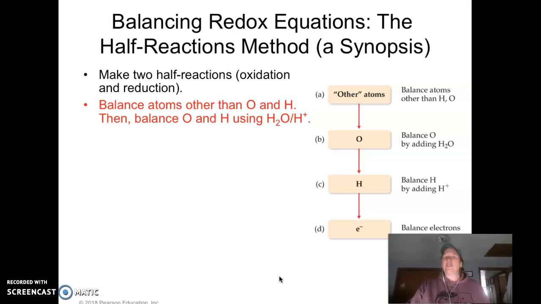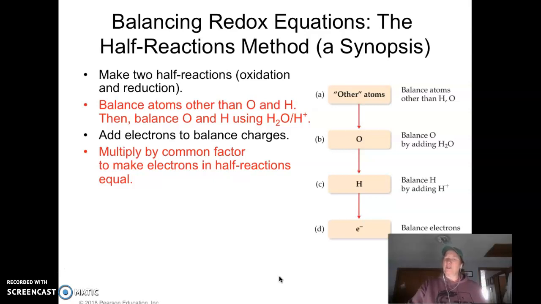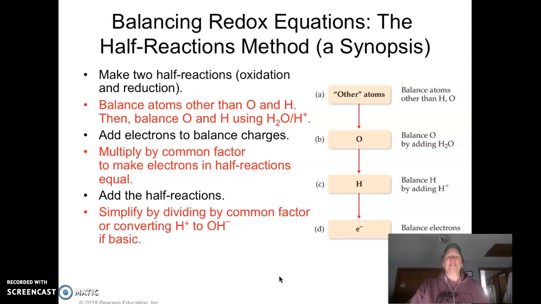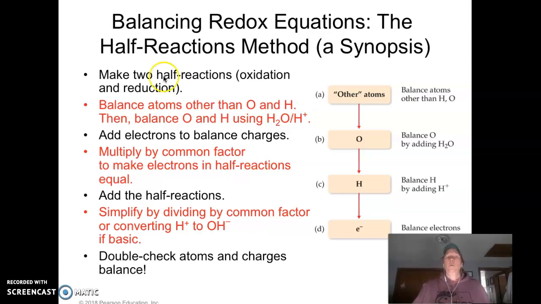But then you balance the oxygen and hydrogen using water or hydrogen ions. Then you add electrons to balance the charges. Then you multiply by common factors to make electrons in the half reactions equal. Then you add the half reactions, and then you simplify using common factors or converting hydrogen to hydroxide. If it's base, if it's acidic, you have to do the hydrogen to hydroxide. So again, it gets really complicated, and you always have to double check. That's important. We're actually just going to do this first step. But I wanted to show you, you can do them, and if you take an upper level electrochemistry class, you'll learn how to do all this. But this is an introductory class, so we're going to get started on them, but we won't do all this. You can sleep better at night knowing that.